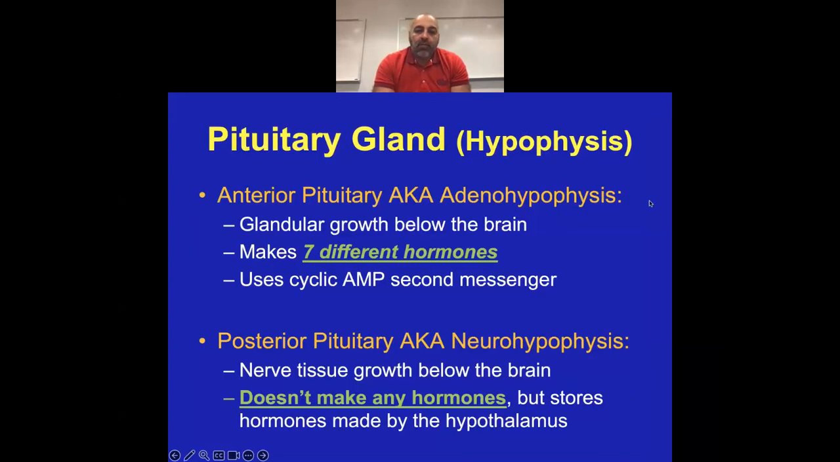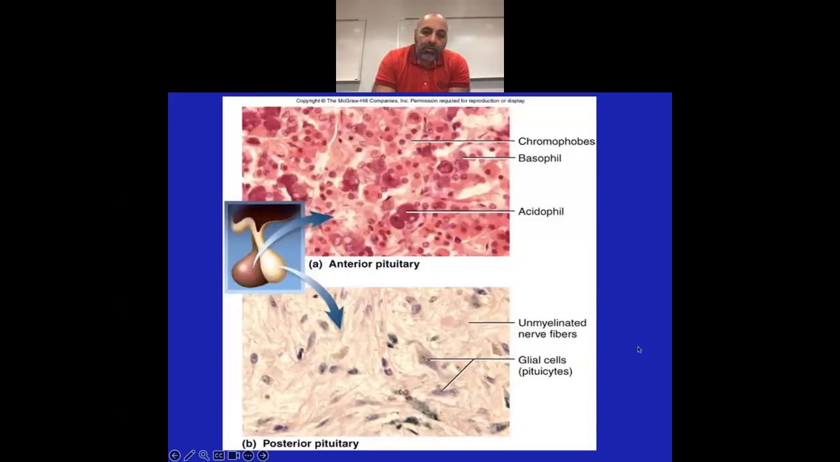So anterior pituitary, adenohypophysis, 7 different hormones we'll look at. And then posterior is the neurohypophysis, doesn't make any hormones, it just stores oxytocin and ADH. So here's anterior pituitary, posterior pituitary.